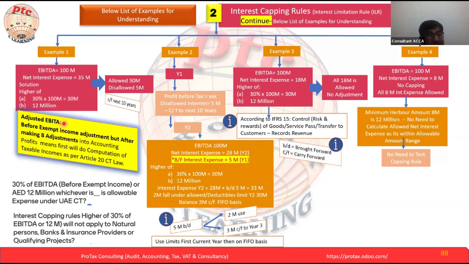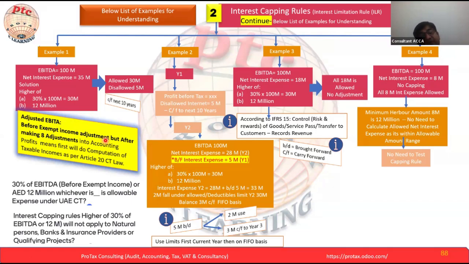Here I want to explain the adjusted EBITDA. What is the adjusted EBITDA? Because for this interest capping rule, we will use the adjusted EBITDA before exempt income adjustment. Okay, we have the accounting profit, but in the accounting profit the exempt income is already added over there. So we will not make the adjustment. Before exempt income adjustment, it is saying that we will keep the same accounting profit.